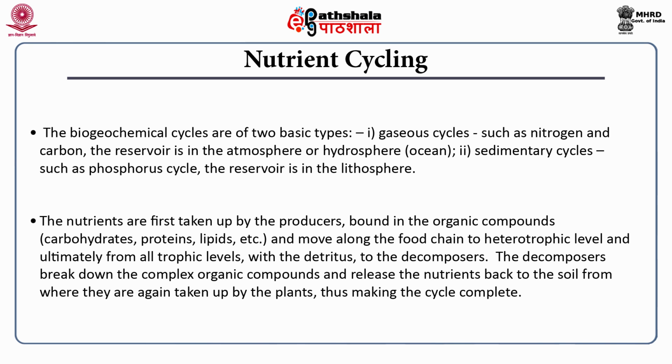The nutrients are first taken up by the producers, bound in the organic compounds, and move along the food chain to heterotrophic levels, and ultimately from all trophic levels, with the detritus, to the decomposers. The decomposers break down the complex organic compounds and release the nutrients back to the soil, from where they are again taken up by the plants, thus making the cycle complete.